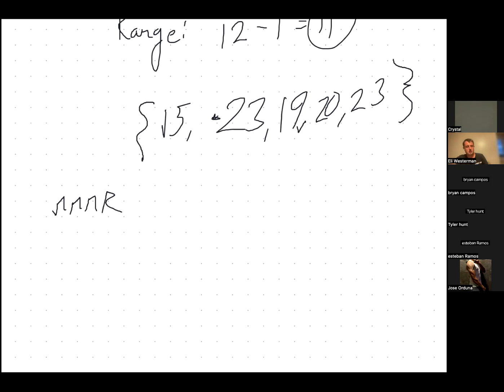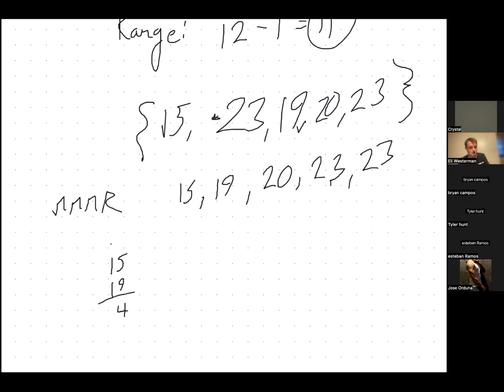Let's get to it. First, what I'm gonna do is put them in order. So I'm gonna go 15, 19, 20, 23, 23. Now, let's talk about the mean. So let's add them up. 15 plus 19 is 34. 20 and 23 is 43. Then we got 23. So let's say 23 and 43 are 66.